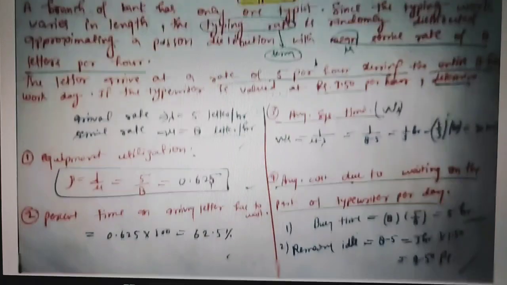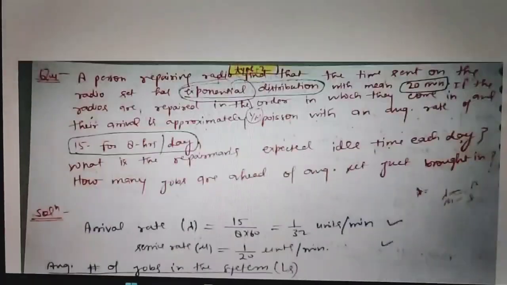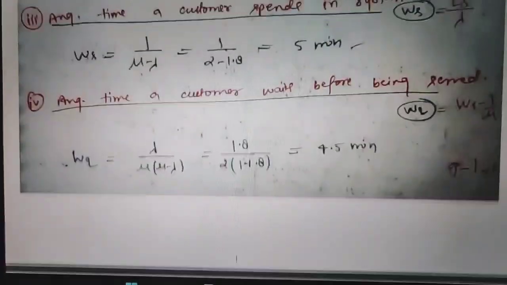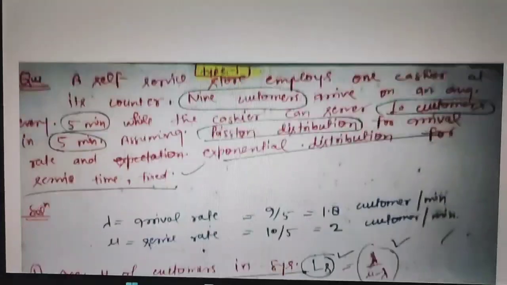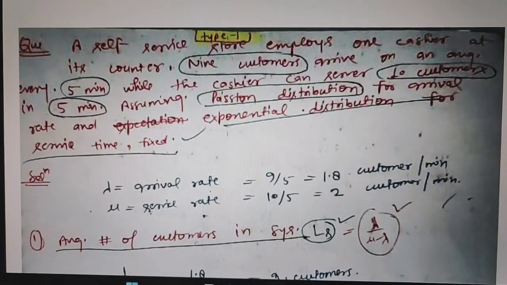So this is how I discussed that this one is the type 3 problem in model number 1, and this one is the type 2 problem in model number 1, and this is the type 1 problem in model number 1. So there are basically 3 types of problems in model number 1 in queuing theory.